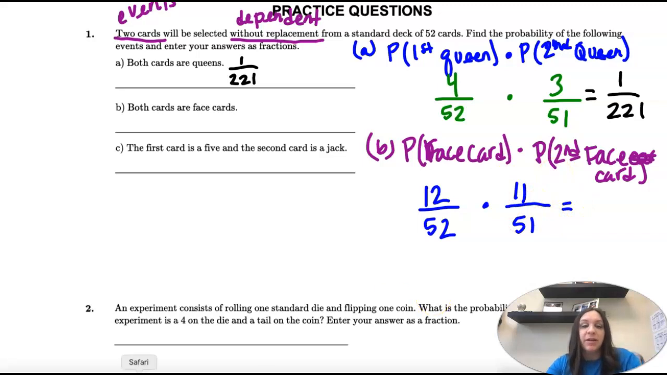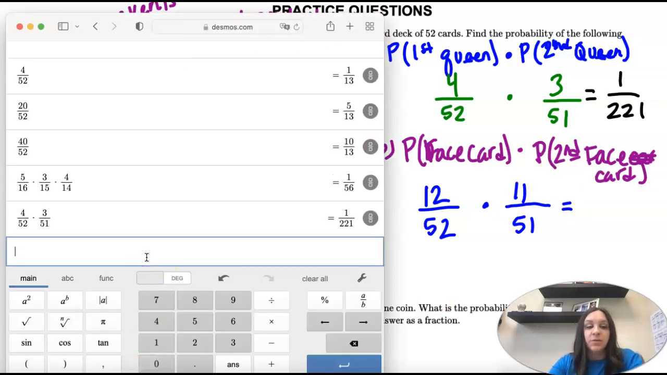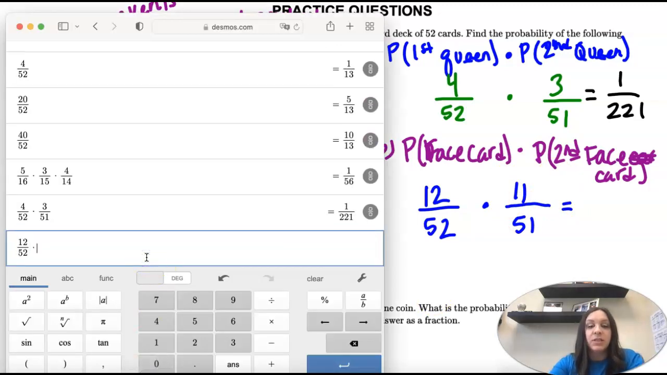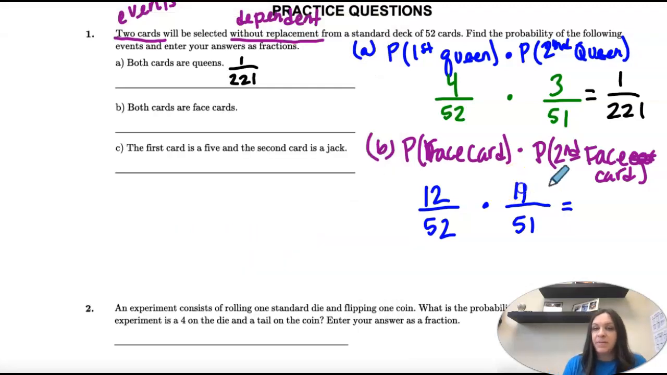Okay, now we multiply. So 12 over 52 times 11 over 51. Reduce. So this one's a little better odds. There's now an 11 out of 221 chance that you can draw 2 face cards.